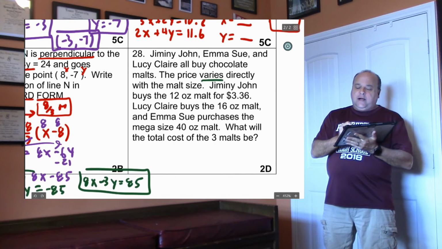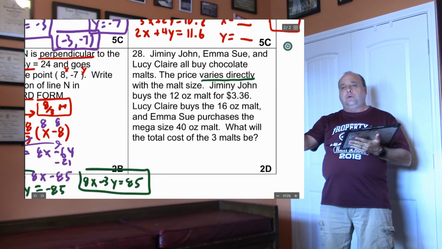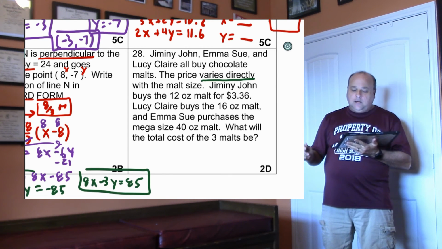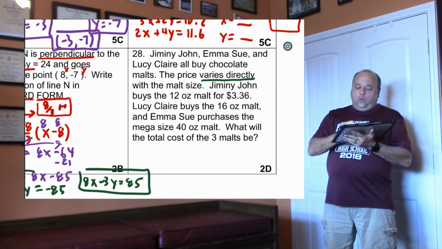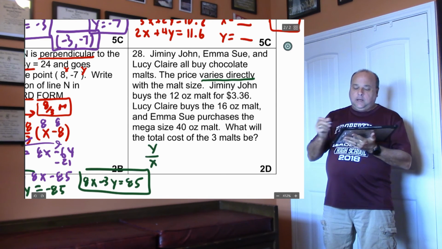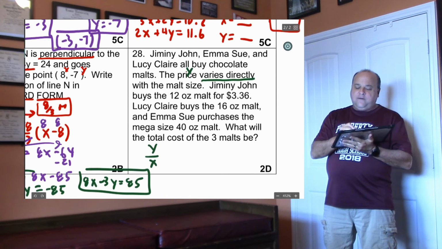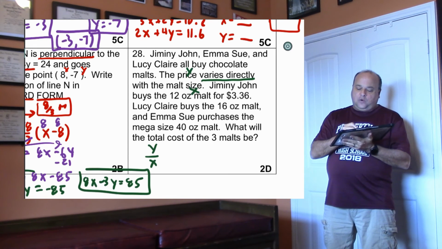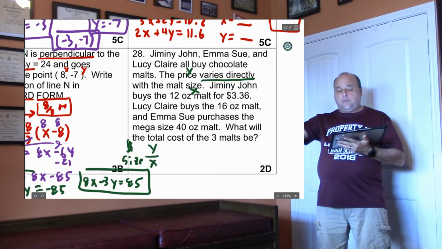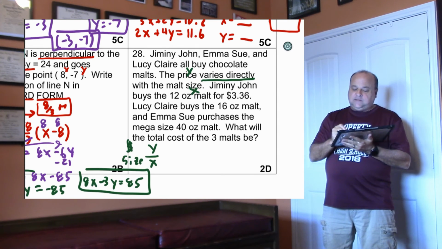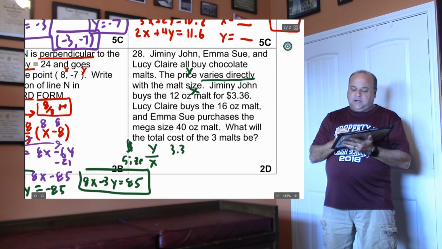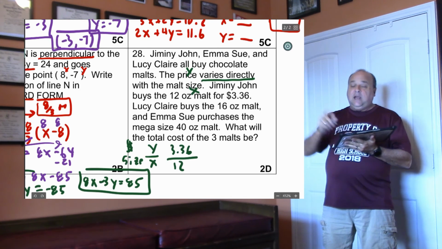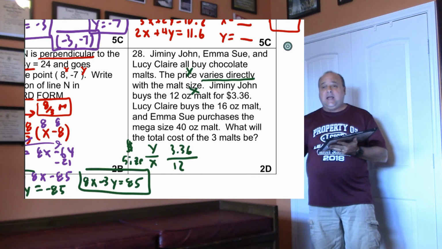Okay, on this one right here, if it says varies directly, it's proportional. Okay, so let's get our y over x. Okay, the price, y, varies directly with the malt size. So the y is the price, and the x is the size. We're going to make a proportion out of this. So the money is $3.36 over 12. If I divided this, this would be my K, wouldn't it?